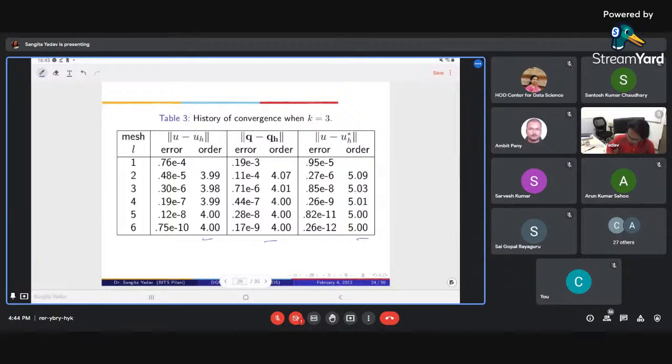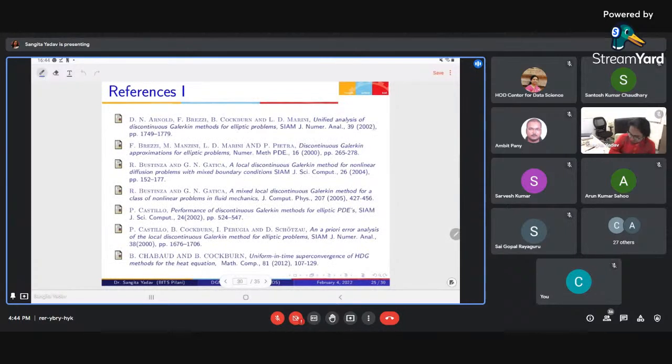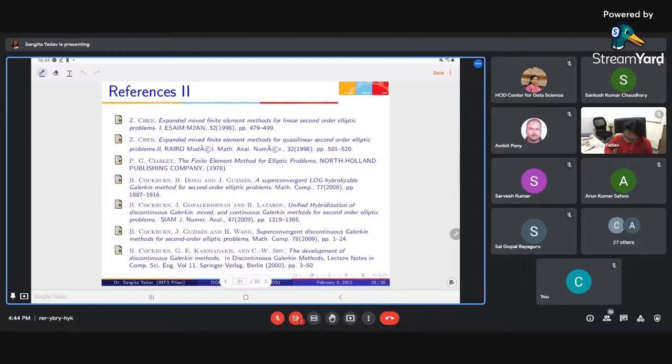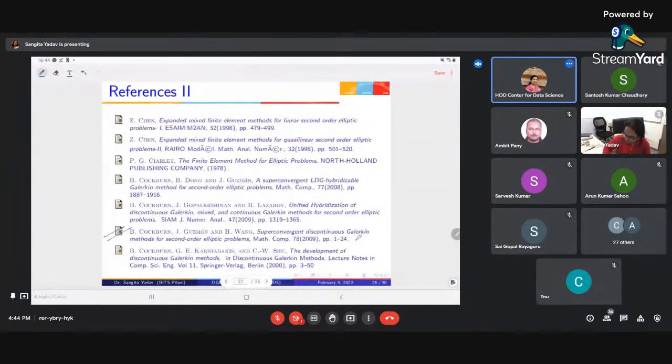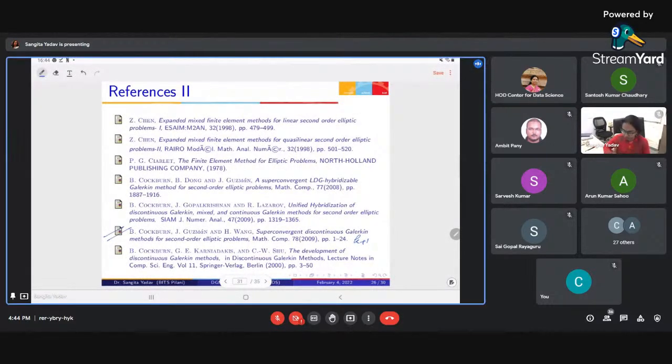Okay. So now I have this list of references for you. So you can read this paper where they could prove k plus half for the gradient, and then you can go for this one. Superconvergent method for second order elliptic problem, where they have proved it to be k plus 1. Others are the related references. If you are very much interested, you can go through these references.